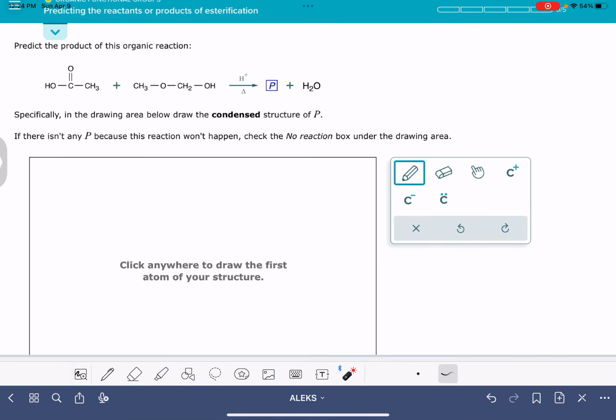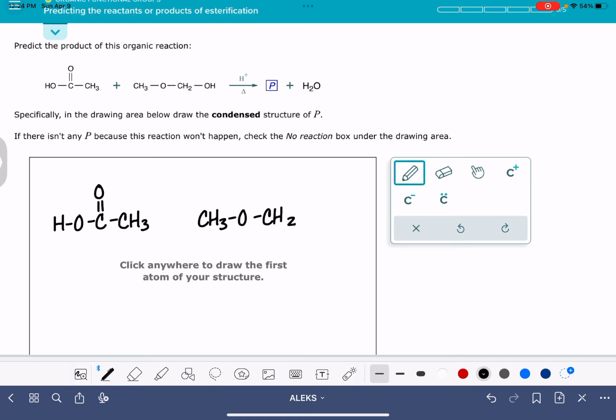Now, I think the easiest way for us to predict the product of this reaction is going to be to draw the starting materials. So I'm just going to redraw. That's my first reactant. And my second reactant, I'm going to redraw over here. This esterification reaction occurs between the carboxylic acid functional group of one molecule, so I've got this highlighted, and the alcohol functional group of another molecule. So I've got it highlighted over there.